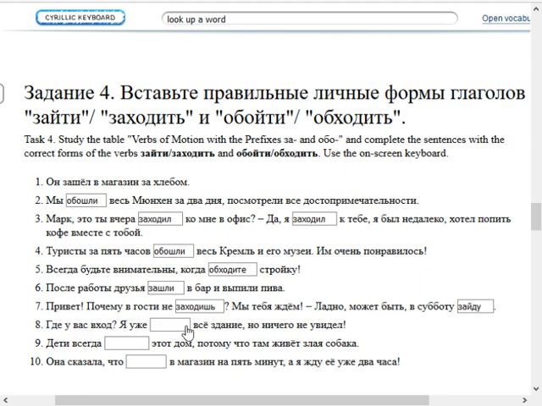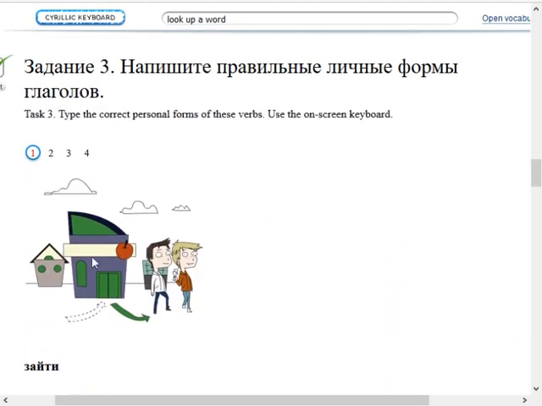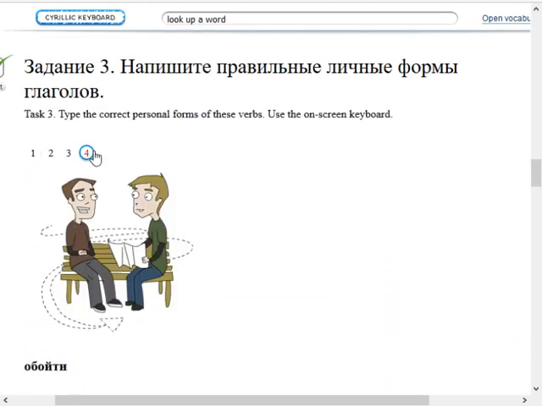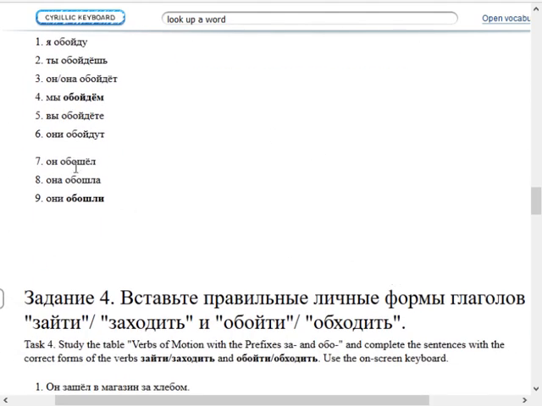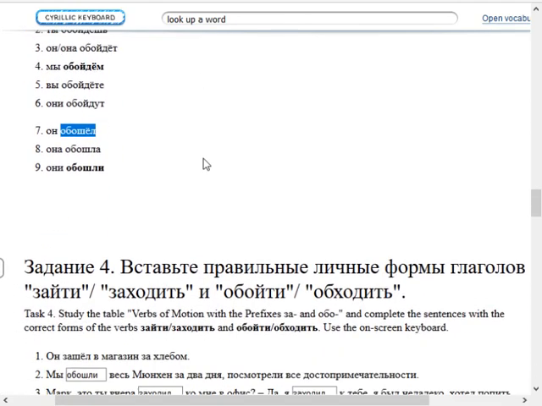Я уже обошел всё здание, но ничего не увидел. I already walked around the entire building, but did not see anything. So obviously they walked around the building, so it's ob... Question then is it обойти or is it обходить? Well, here it appears to be обойти, and so since it's past tense, it's обошел.